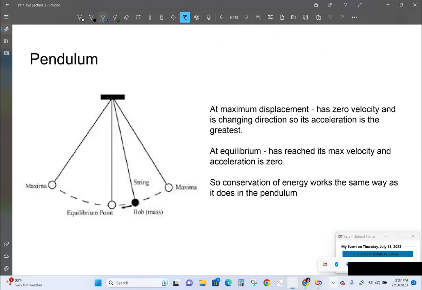All right, let's talk about pendulum. A pendulum is also an example of a simple harmonic oscillator. And when it's at maximum displacement, it's at its farthest points, and it stops. So this is also where it has its greatest acceleration. And when it gets to where it would just be hanging normally, equilibrium, it's traveling at its maximum velocity. And we already know that conservation of energy works for this. When it's at its maximum points, it has PE that gets converted into KE and back into PE as it swings back and forth.